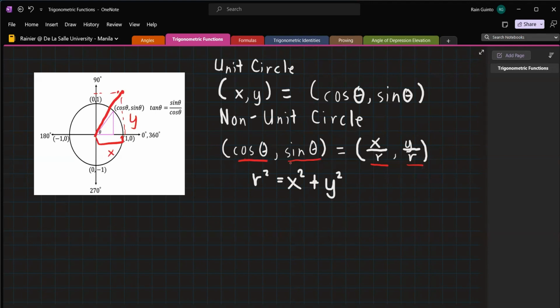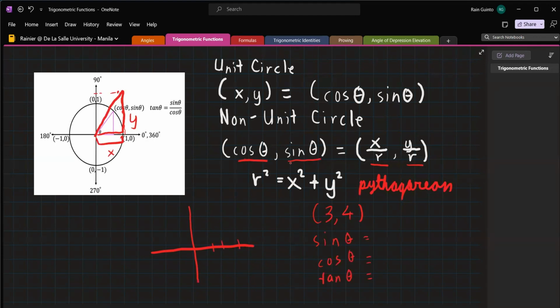How do we get the value of r? It's basically just the Pythagorean theorem: x squared plus y squared equals r squared. That's basically it. So what if we have, for example, a point that is (3, 4) and we want to solve for its sine, cosine, and tangent?